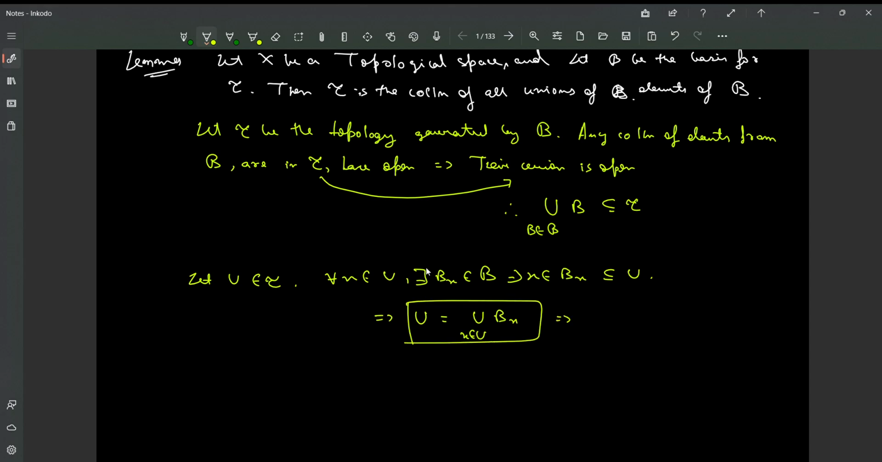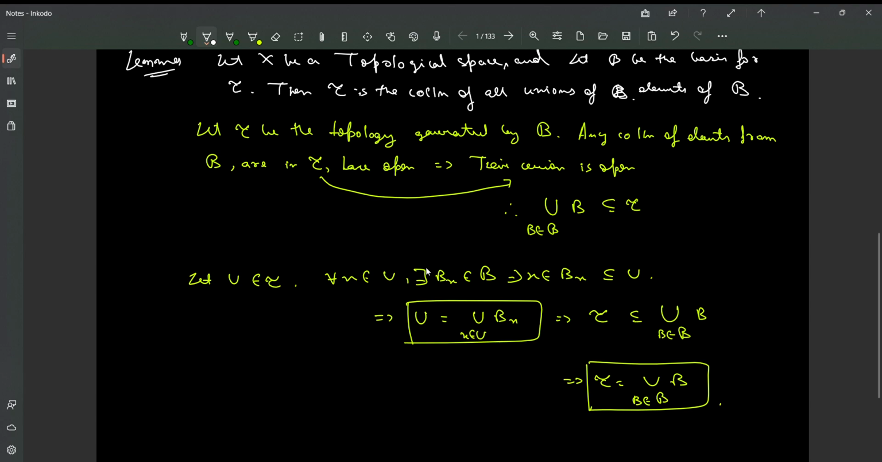Therefore, this U is contained in the collection of all possible unions of the basis elements, right? So that tells us that tau is a subset of all possible unions of the basis elements, and so tau must be equal to the collection of unions of the basis elements, right? So the topology generated by a basis is simply constructed by considering all possible unions of basis elements.